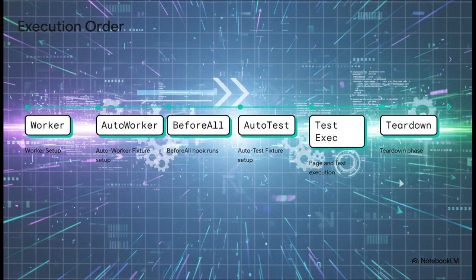Let's actually map out the exact chronological execution order of a run here. First up, worker setup happens. Second, any auto worker fixtures fire off. Third, your traditional before all hooks run. Fourth, the auto test fixtures spin up. Fifth, your specific page and test execution finally occurs. And then finally, step 6, the strict teardown phase kicks in. Everything here is strictly ordered and lazily executed based entirely on the specific dependencies your test actually asked for. It's a thing of beauty.